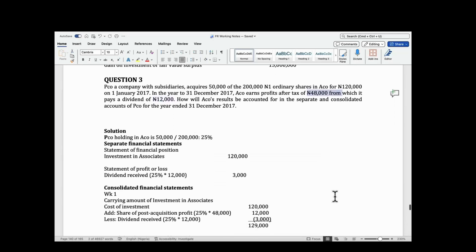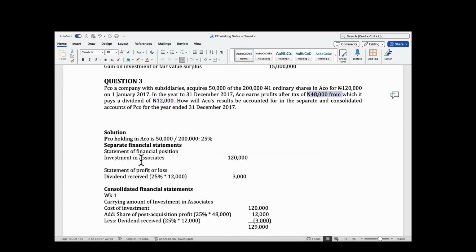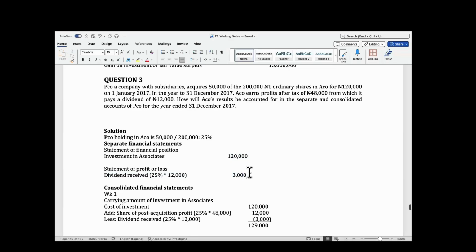So this is what I've been explaining so far. In the separate account of the parent, the investor, in the statement of financial position, you recognize this investment in associates, 120,000. In the statement of profit or loss, you recognize this dividend received, 25% of 12,000, which is 3,000, and that is all.